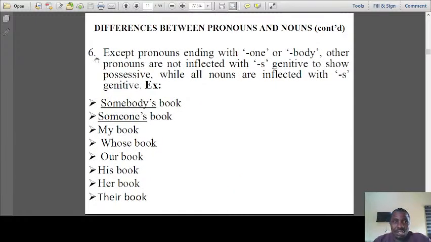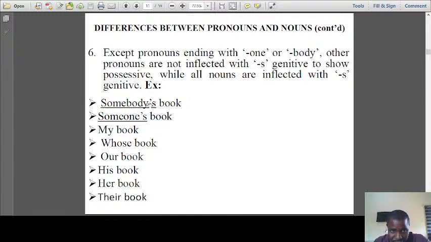So I think the last one here, number 6, is: except pronouns ending in one or body, somebody, someone, other pronouns are not inflected with S genitive to show possessive. So when we're talking about possessive pronouns, it is only pronouns that end in body or in one that can have S genitive, S possessive.